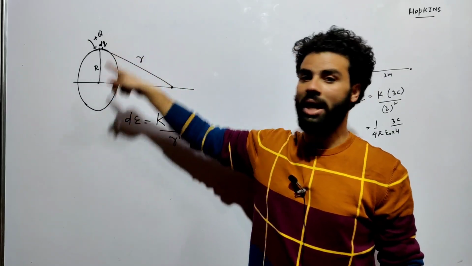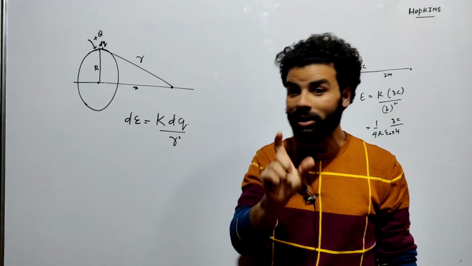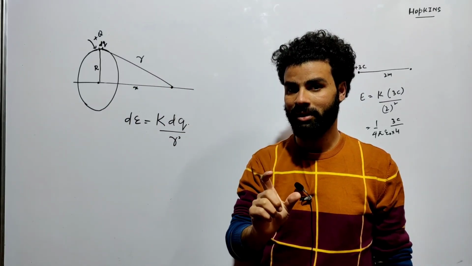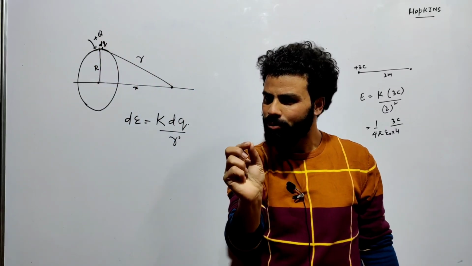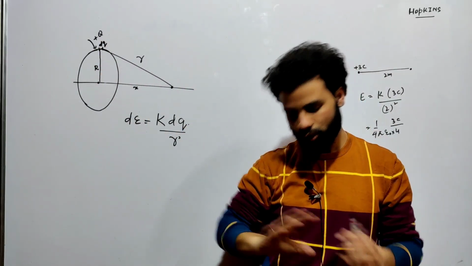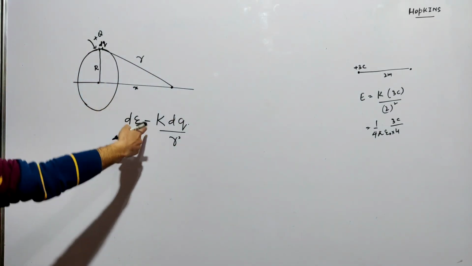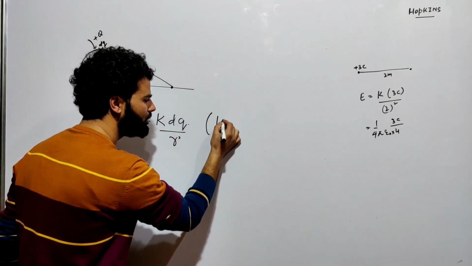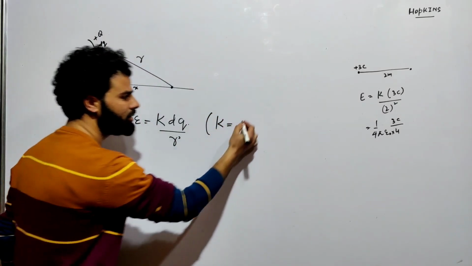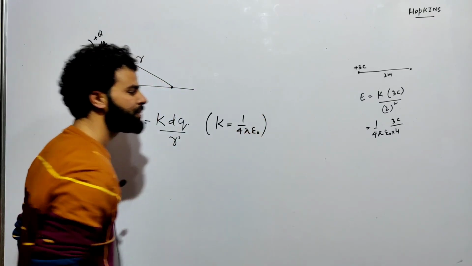I'm not taking the whole charge because that whole charge is distributed throughout the ring, and that ring is not a point-sized object. But here this dq is a very small point-sized charge, so I can use this formula directly here. Is that okay? So that is the approximation we're going to use. And if you write the value of k here, if the whole thing is set in the air, then k is 1 by 4 pi epsilon 0, where epsilon 0 is the permittivity of space.